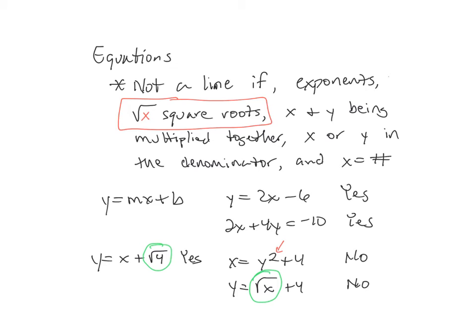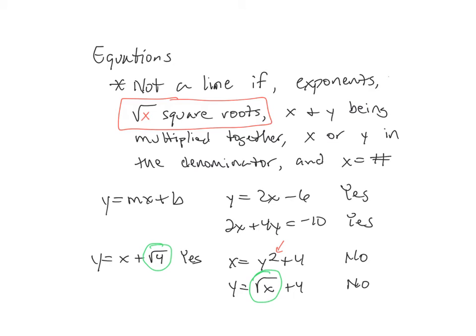So you'll have a section of problems that have just a bunch of equations listed, and it wants to know yes or no. Is it a linear function? So you're just looking for, like I said, any of those: exponents, x under the square root, x and y being multiplied together, x or y in the denominator. Those all make it a no. An x equals a number also is a no. Okay?